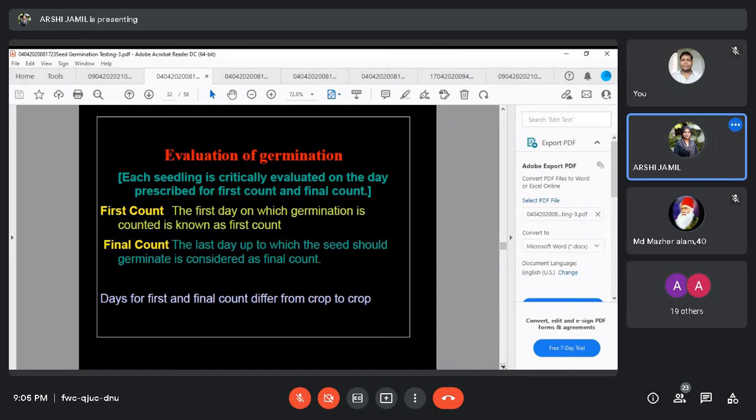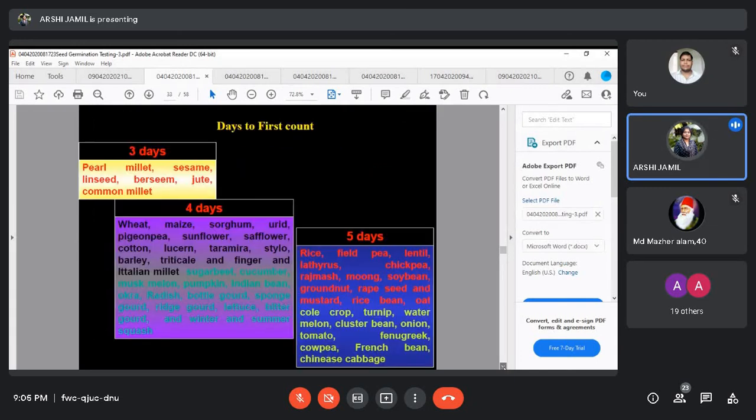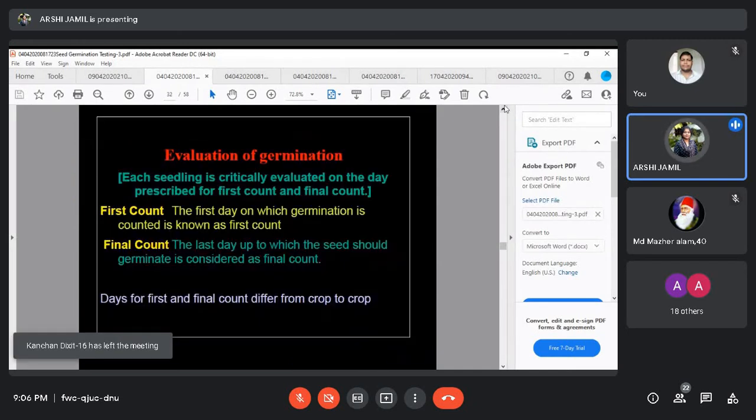And these first count and final count days differ from crop to crop. Seeds with a hard seed coat take a little more time to germinate. Any confusion to anyone? What is the first count? What is the final count? No, ma'am. Okay.